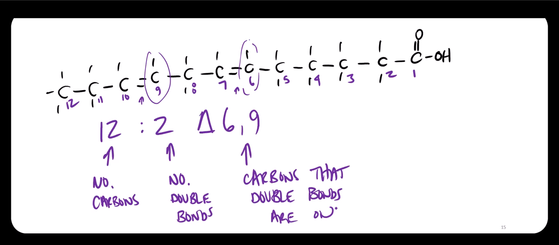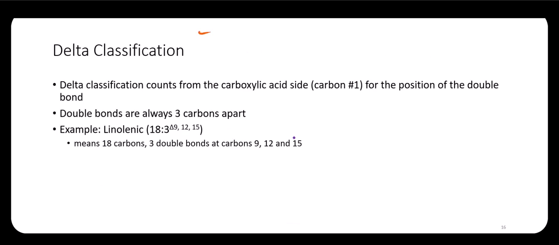So with that information, I could take that and I could draw this molecule. We went the other way with it, but I could draw this molecule. I would draw 12 carbons. I know I have 2 double bonds that I need to put in there, and I know what carbons they go on. So that's my delta classification. So number of carbons, number of double bonds, and then the location of those double bonds.